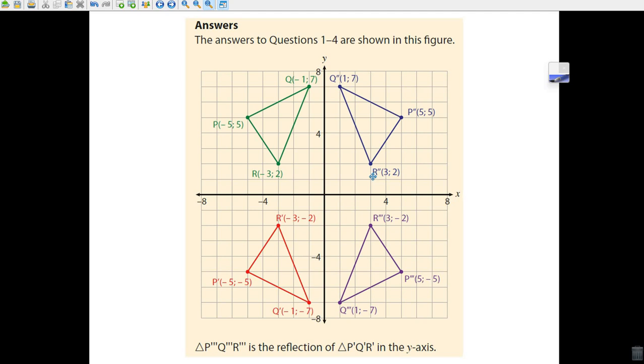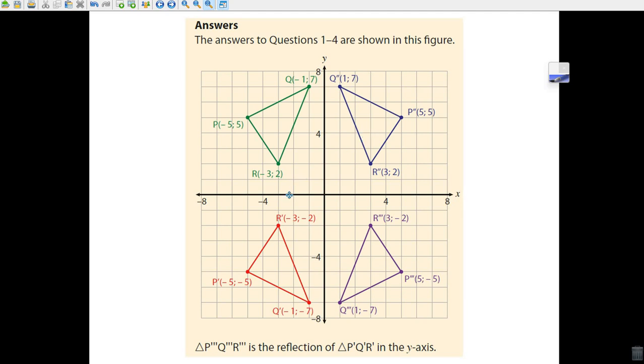Now connect these points, and we call them Q double prime, give them a little double prime like that, and we get the reflection in the y-axis here. Hey, it looks like this triangle is looking in a mirror, the y-axis, and there it is, there's the reflection.